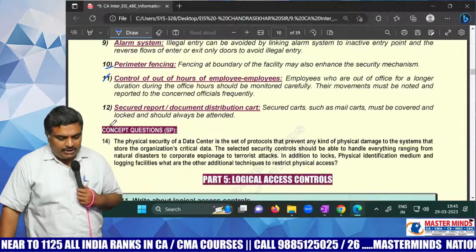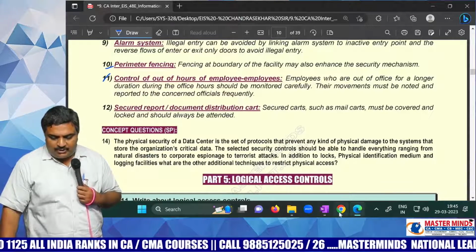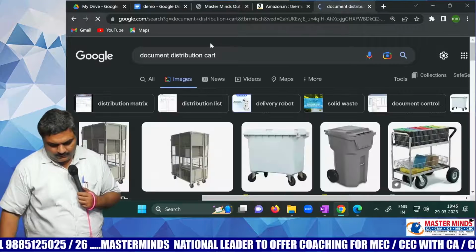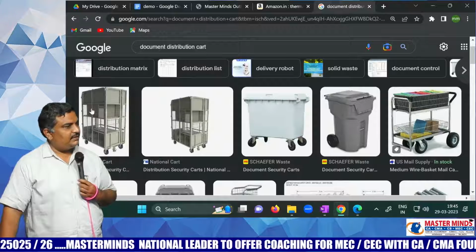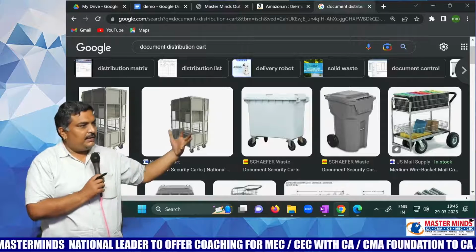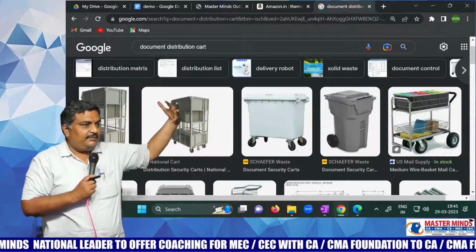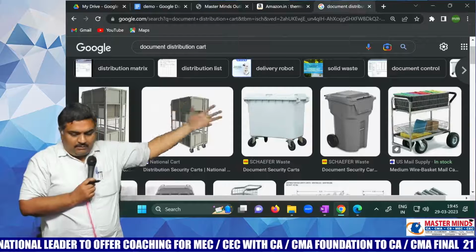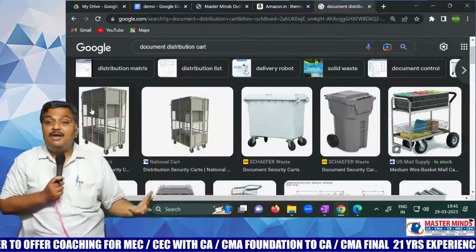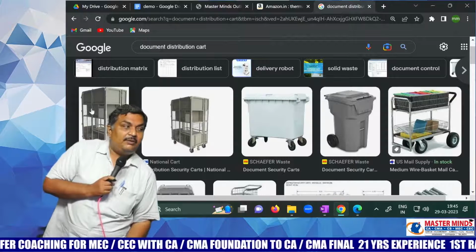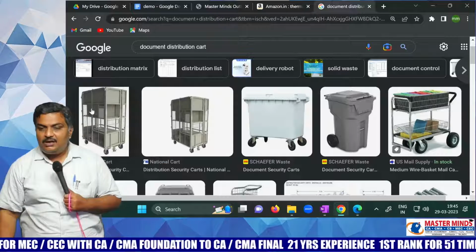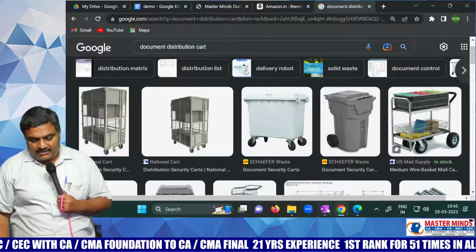Secured report or document distribution cart. What is a document distribution cart? So these are document distribution carts, because all of you gave printouts. In large offices, you will have very big printers and printer servers, and the printouts will be placed in the distribution carts. But what habit will we have? We will observe what printout this fellow has given. So that should not be there. There should be some protected document distribution carts. That is also one physical control.